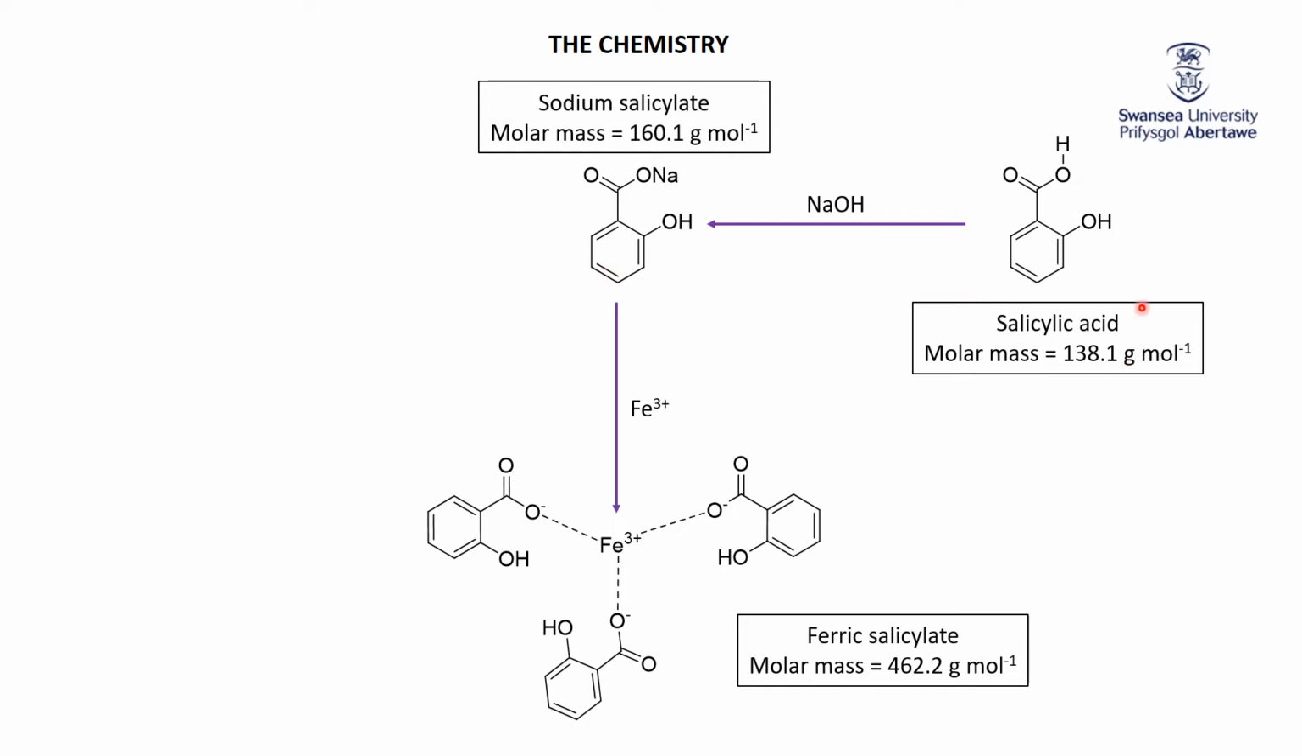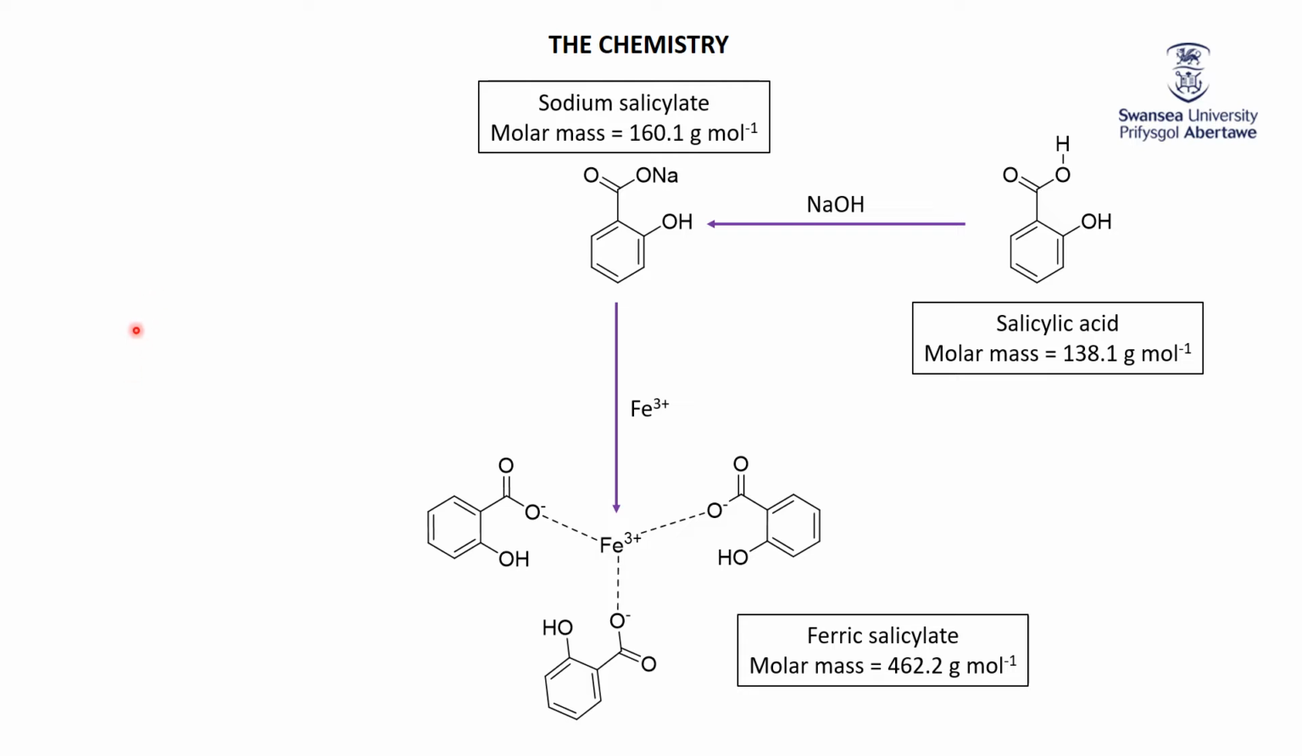Okay, so this is the reaction we'd actually do in the first part. We take known amounts of salicylic acid, react it with sodium hydroxide to get known amounts of sodium salicylate, which we then turn into this pretty purple compound to do the analysis.